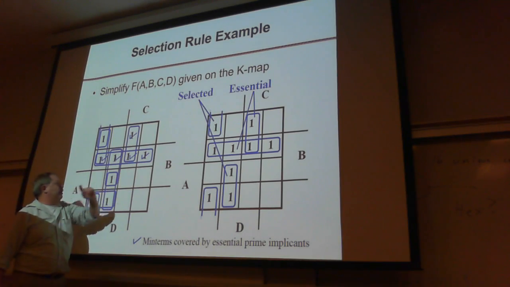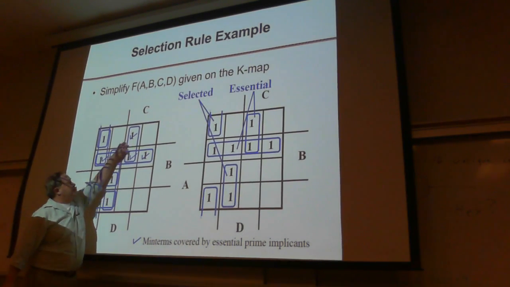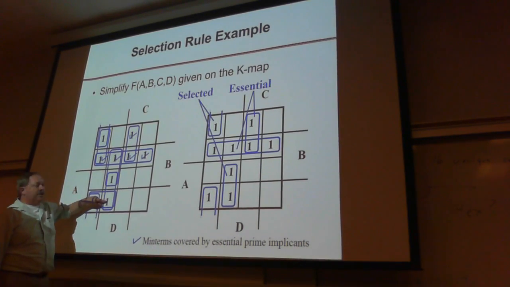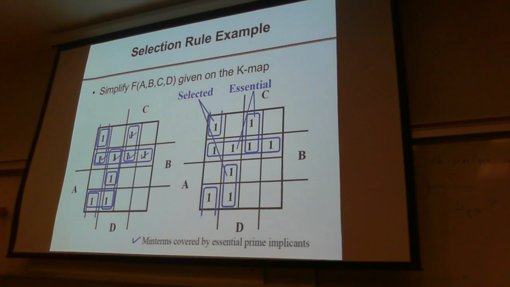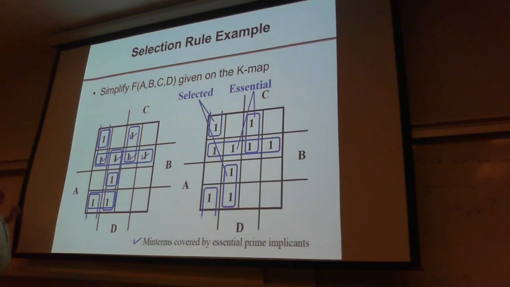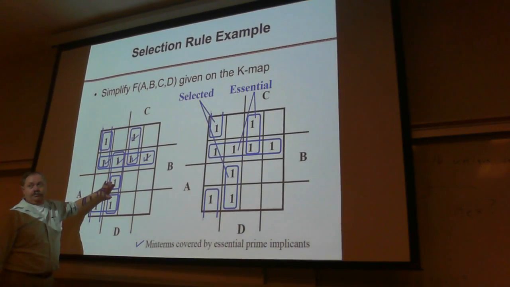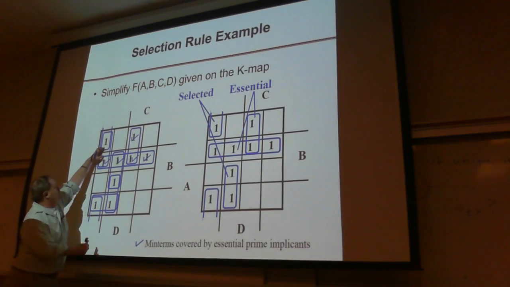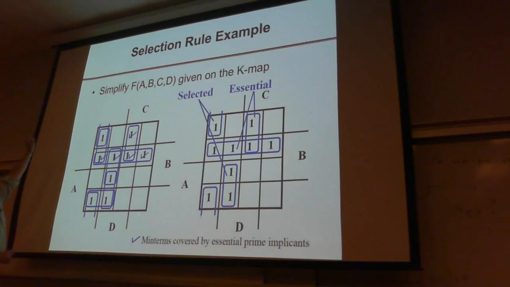So since I have 4 adjacent, I've got a grouping of 4. Since I have 2 adjacent, I've got a grouping of 2. Since I have 3 adjacent, that's not 2 to the n, is it? That's not a group. So I create a group of 2, and a group of 2, and a group of 2, and a group of 2, and a group of 2. And that's all my groups.